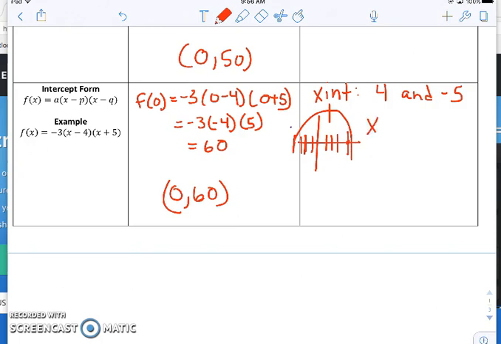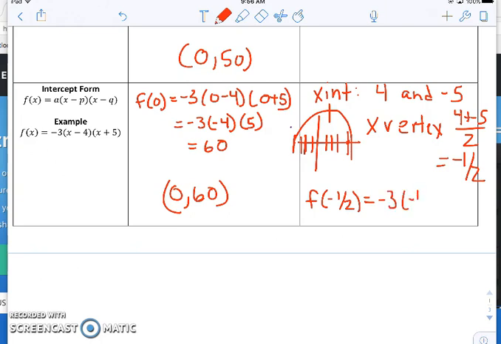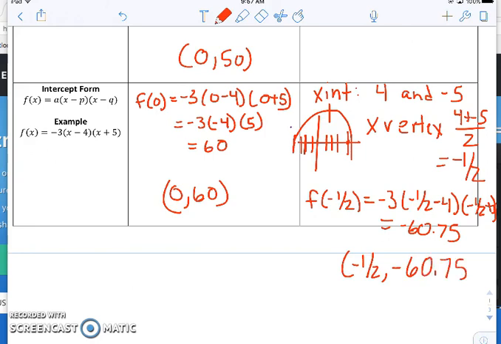So the x of our vertex would be 4 plus negative 5 divided by 2. So it's negative 1/2. And then to get that y value, we plug it in. So we have f of negative 1/2. So negative 3 times (negative half minus 4) times (negative half plus 5). And if we plug that in, we get negative 60.75. So our vertex is negative 1/2 and negative 60.75.